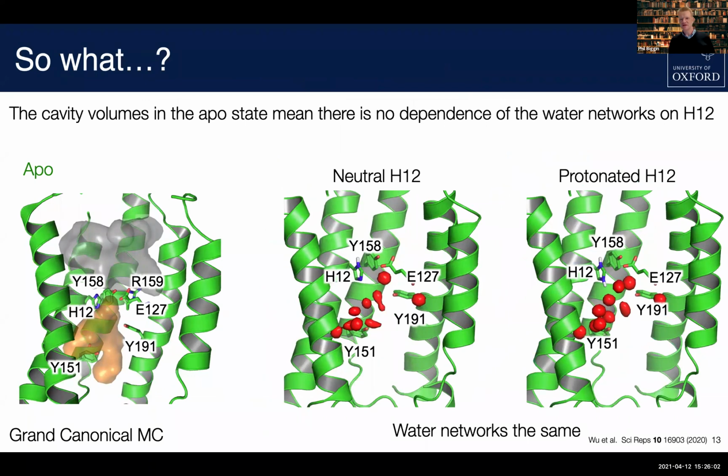But it also means that there's a slight difference in the way that the water behaves on either side of these as well. So if you then do grand canonical Monte Carlo, which is a way of computing the energetics of putting waters into pockets, that's typically what we do. And when you do that under different protonation state conditions for this histidine, in the apo state, it doesn't make any difference. Okay, the water networks that you see in these pockets are very, very similar, almost indistinguishable from each other.